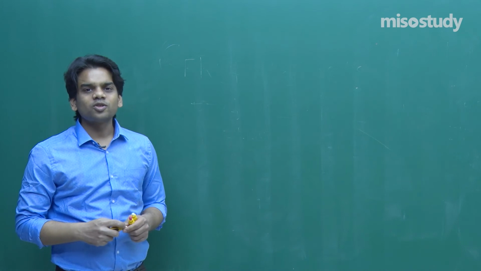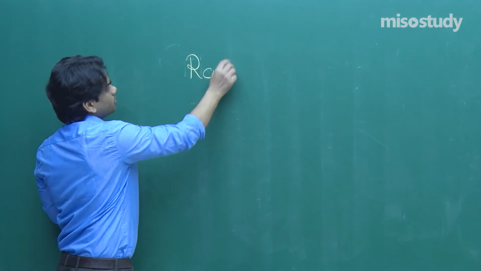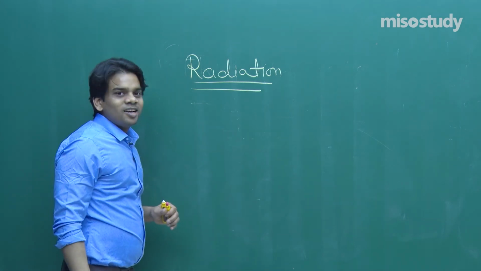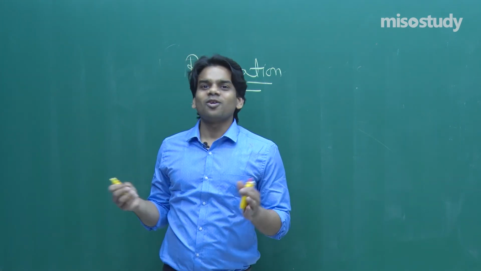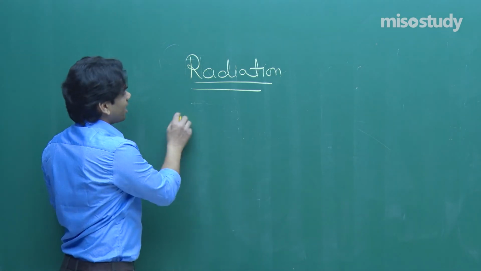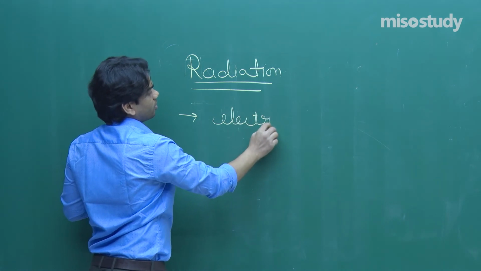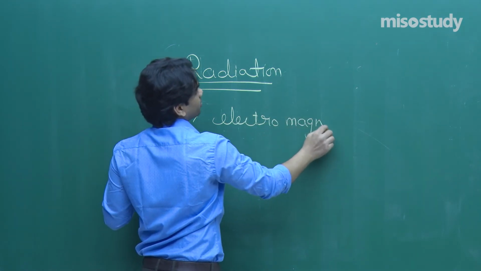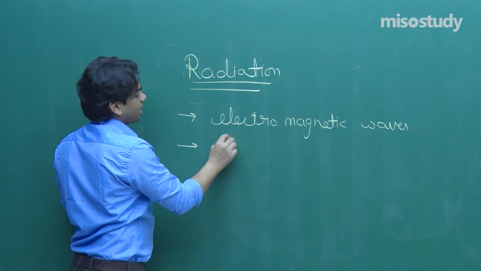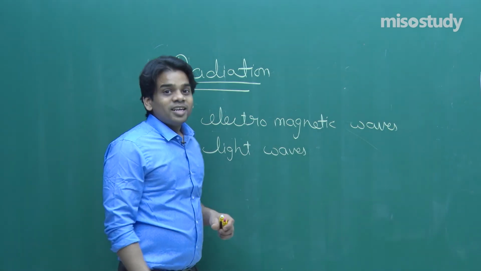Now let's go ahead with the next topic, that is the next method of transmission of heat, that is radiation. This is the most important part of this chapter, radiation. Although you all must be knowing about radiation, what are radiations? These are just like electromagnetic waves, like light waves. Electromagnetic waves, that means they are like light waves that we find near us.